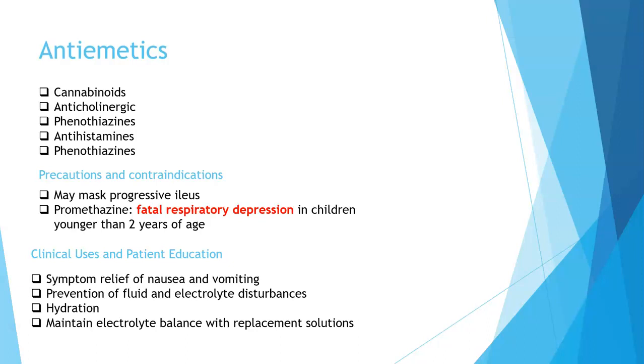So a little bit about cannabinoids. They work in the CNS to prevent nausea and vomiting associated with cancer chemotherapy. One of the anticholinergics is scopolamine. That can be given transdermal behind the ear. It's really good if someone's going on a cruise, and you'll tell them to put that on prior to getting on the ship. Some patients, if they don't get proper education, put it on when it's too late and it won't work.